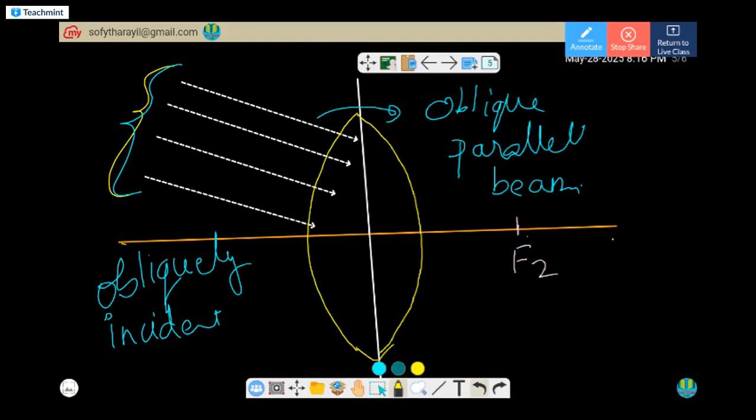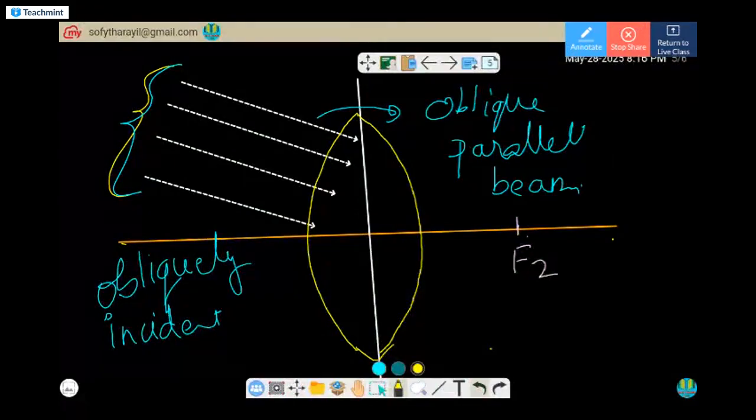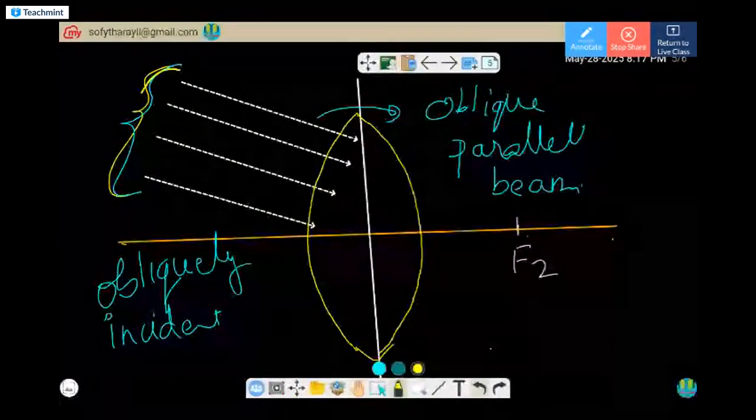Ma'am, they won't. Okay, Ansh? No. Okay. Rachel? No, ma'am. No. Nidhi? No. Michelle? They're all parallel to each other. Will they meet at the second focus? No. Yes, so they are not going to meet because they're parallel to each other.